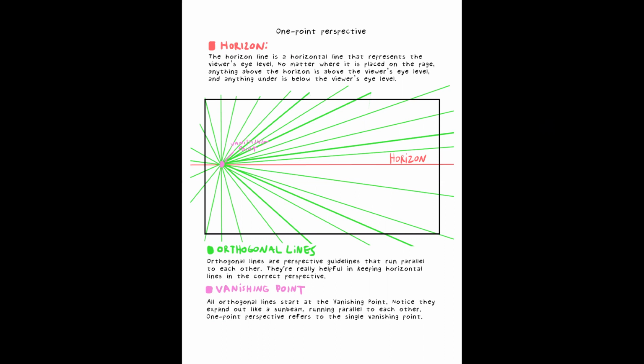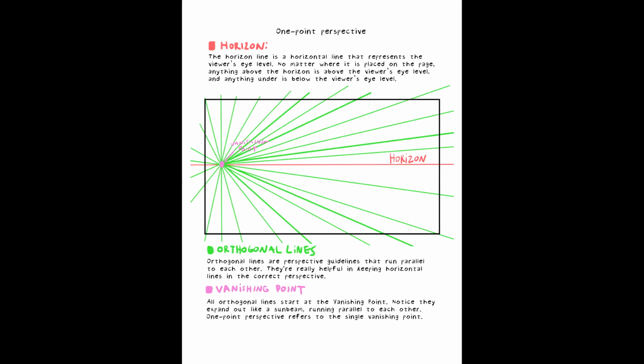So first off, the horizon line. This is basically the viewer's eye line. So, you've got this rectangle here, and that red line is the horizon. That's the view of, if you were looking through this rectangle, that's where you would be standing, basically.